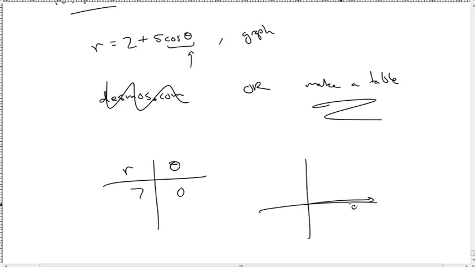So going in this direction, we got 1, 2, 3, 4, 5, 6, 7. There you go. Let's do pi over 2. Plugging in pi over 2, cosine gives you 0, so just 2. So I'm looking straight up, but I go a distance of 2. Continuing on, I got a pi. When you plug in a pi, you get a -1, so 2 minus 5 is equal to -3. So I'm facing this way, but I go back 3, negative.